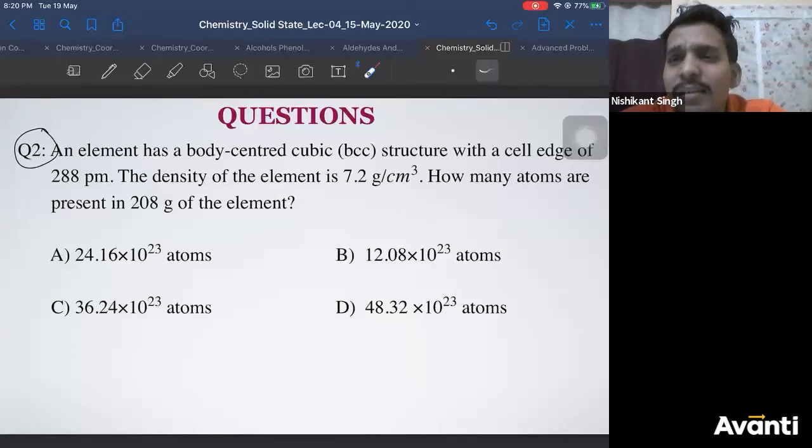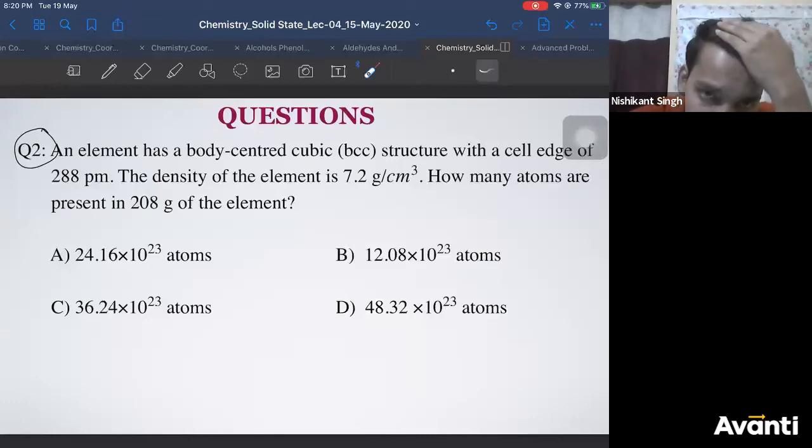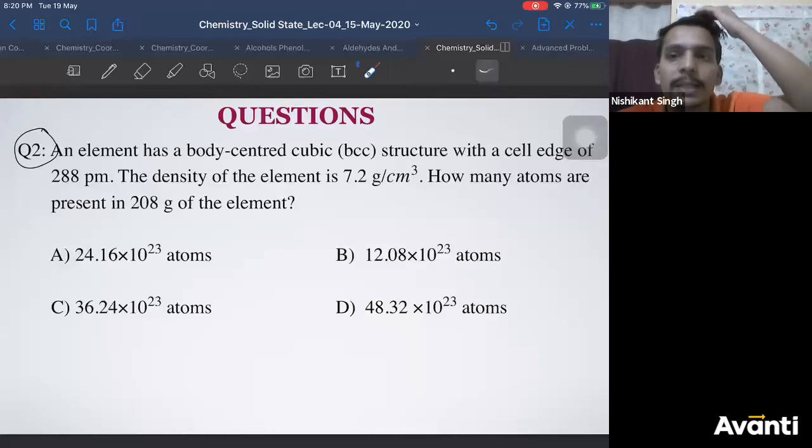Bhagyashree, we did not discuss BCC only. Anyways, Bhagyashree, don't worry. We are discussing density numericals. You will understand the application of density once we discuss this numerical. All right. So let's end this poll on a count of 3, 2, 1. We are ending it now.